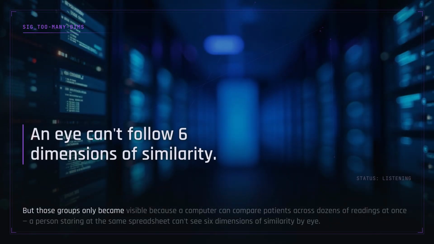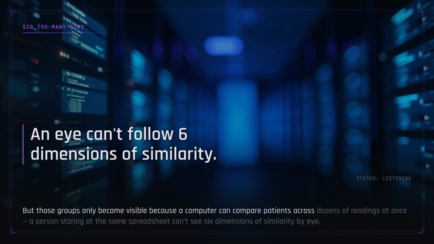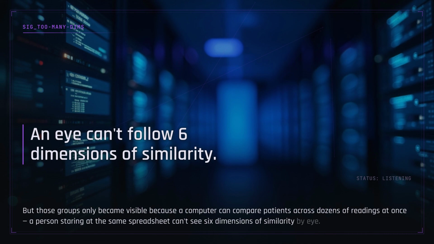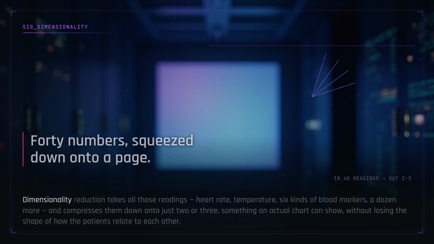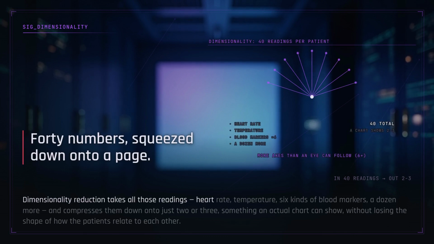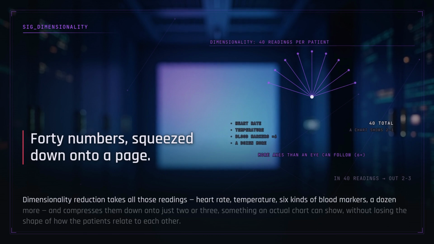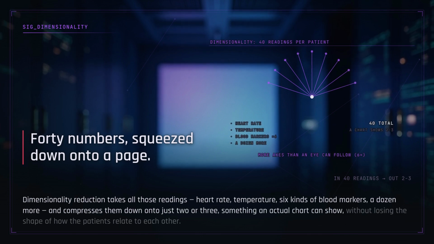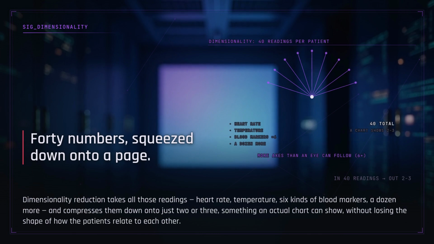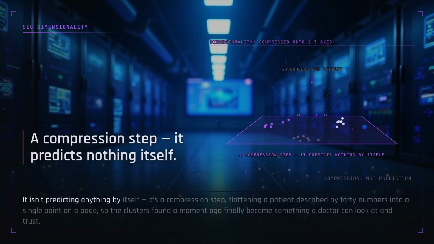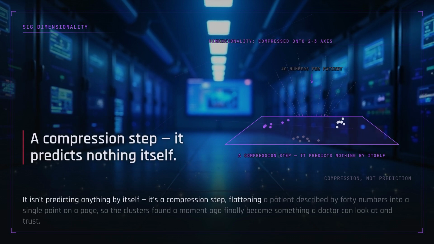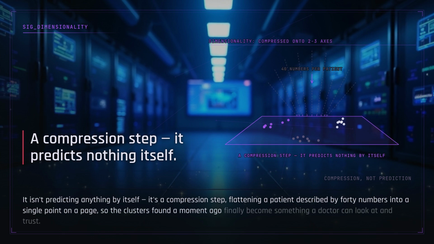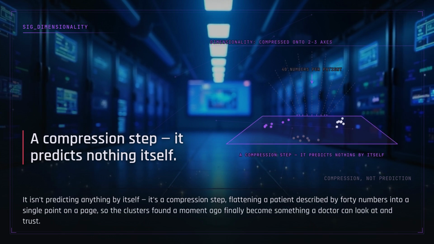But those groups only became visible because a computer can compare patients across dozens of readings at once. A person staring at the same spreadsheet can't see 6 dimensions of similarity by eye. Dimensionality reduction takes all those readings, heart rate, temperature, 6 kinds of blood markers, a dozen more, and compresses them down onto just 2 or 3, something an actual chart can show, without losing the shape of how the patients relate to each other. It isn't predicting anything by itself, it's a compression step, flattening a patient described by 40 numbers into a single point on a page, so the clusters found a moment ago finally become something a doctor can look at and trust.